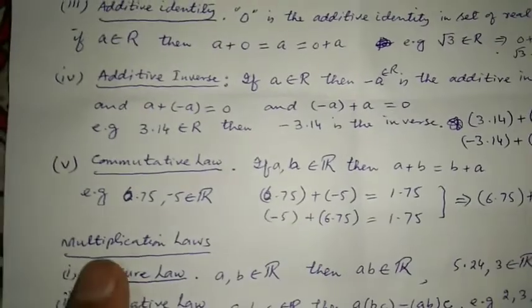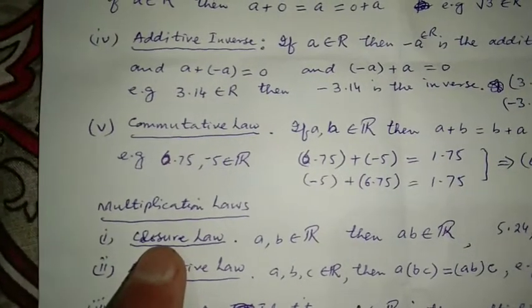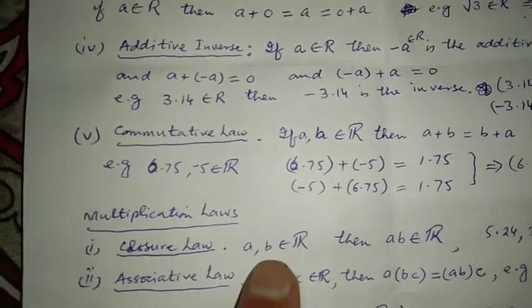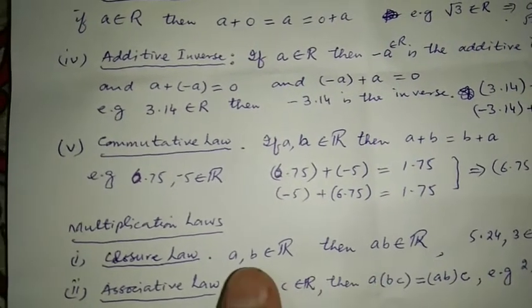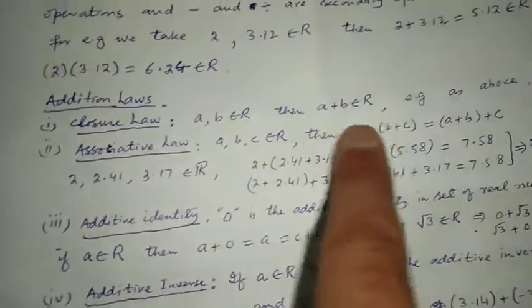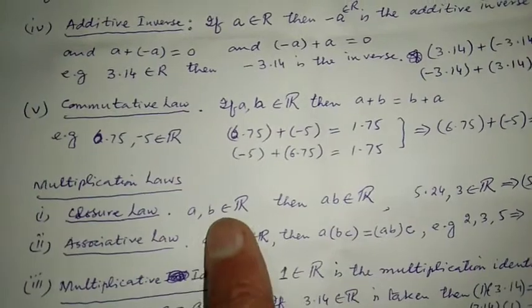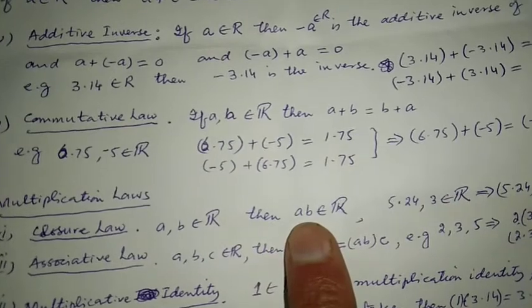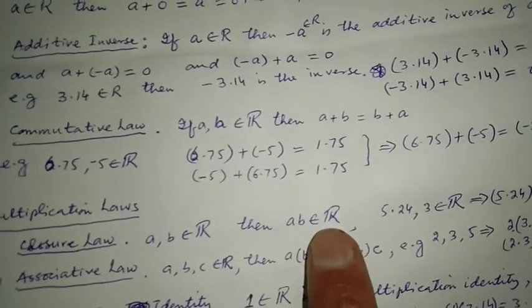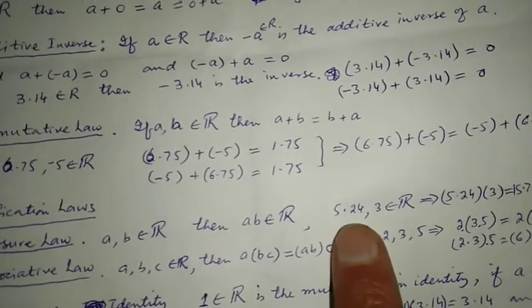Now we are coming to multiplicative laws. So again the same laws, but these are for multiplication. Closure law. If we are taking two real numbers a and b and we are multiplying, previously we were adding, now we are multiplying. So if we multiply these two real numbers, we are getting ab, but that ab is also present in the set of real numbers. So this law is known as closure law of multiplication.